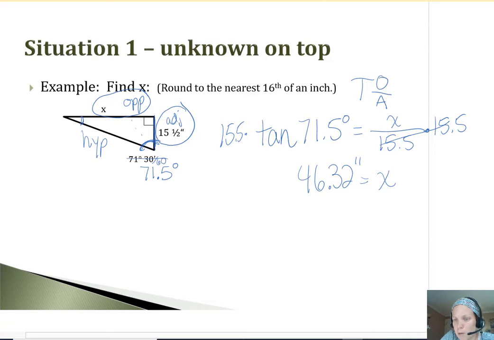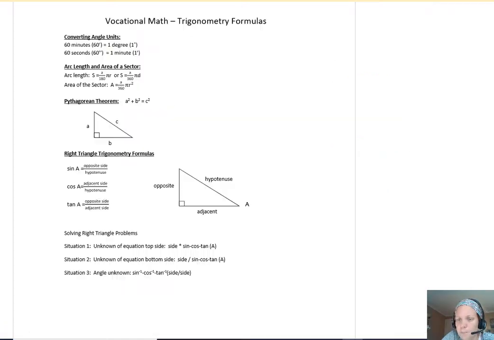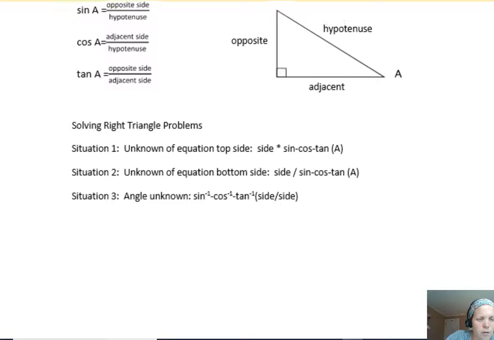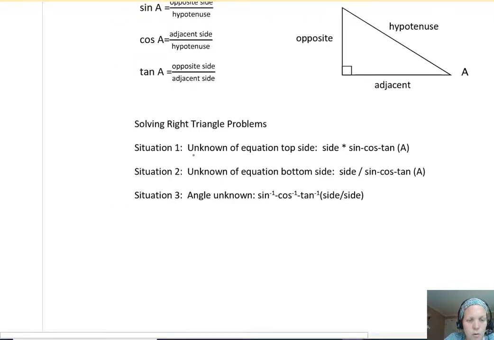So notice how, I'm going to look at the formula sheet, how I have it on there. See how here it says situation 1, this is what we've just done, the last two. If the unknown of the equation is the top side, we always take our side times either sine, cosine, or tangent of the angle, whichever one we set up. So we still have to figure out what's the two sides I care about, set up my sine, cosine, or tangent, but then if the x is on top or the question mark's on top, I always do side times the trig part.